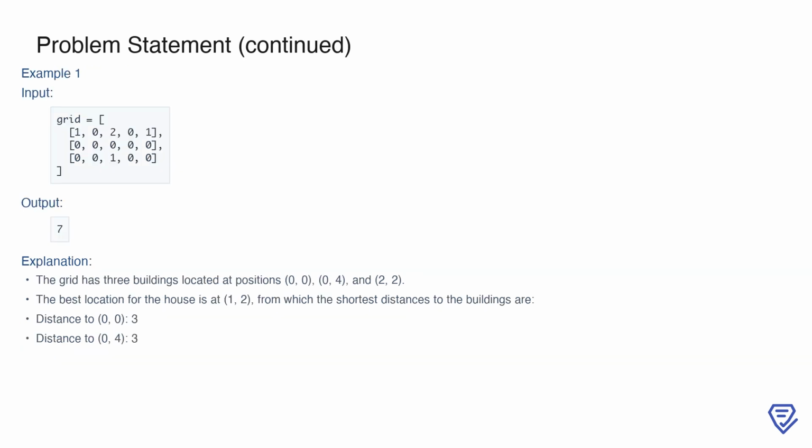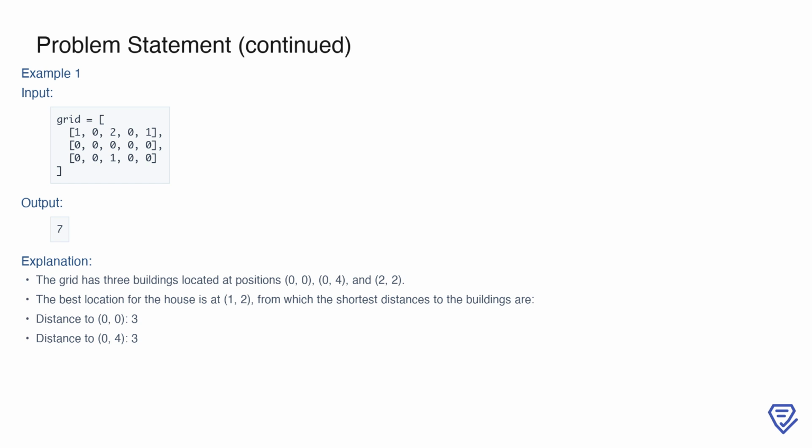Let's consider an example to understand this better. Suppose the grid is as follows: 1, 0, 2, 0, 1, 0, 0, 0, 0, 0, 0, 0, 1, 0, 0. This grid contains 3 buildings located at positions 0,0, 0,4, and 2,2. Your goal is to determine the best possible location to build a house, minimizing the sum of shortest distances to all 3 buildings. In this case, the optimal location for the house is at position 1,2.